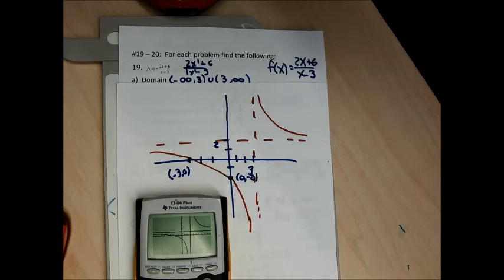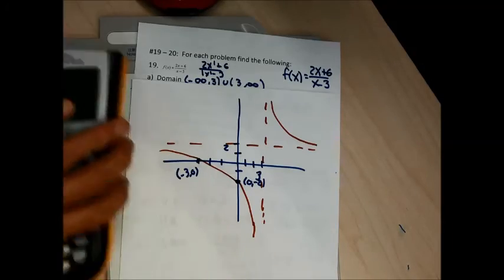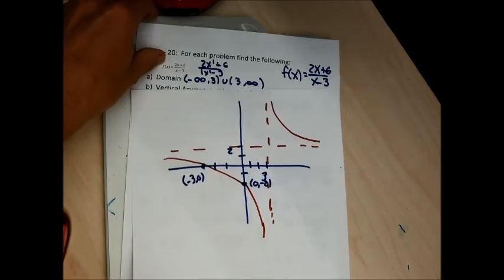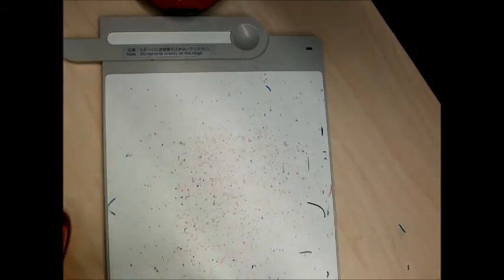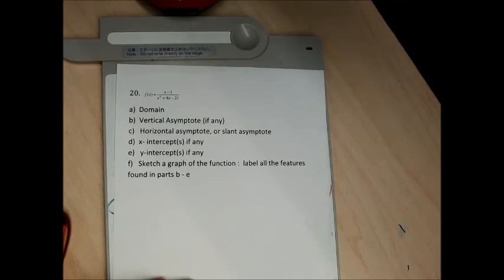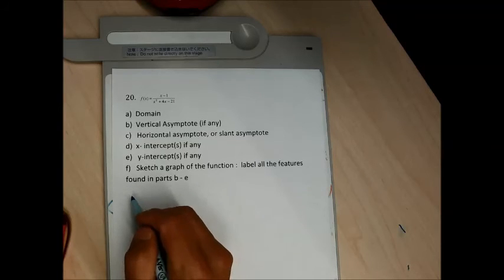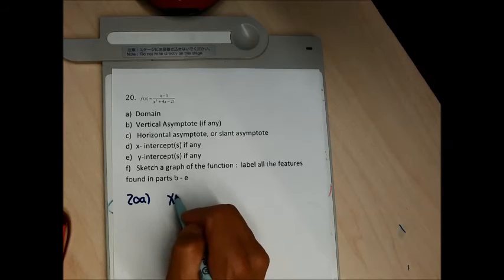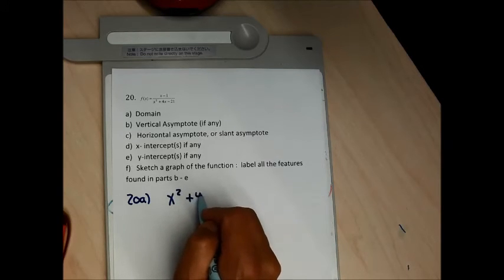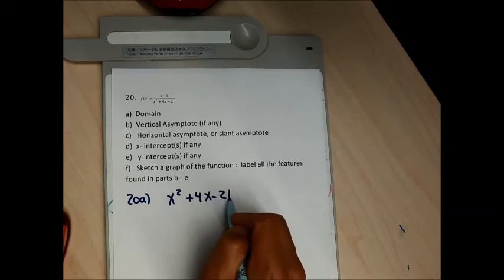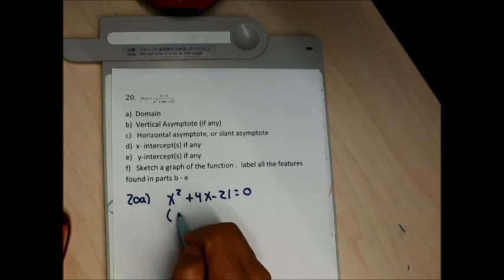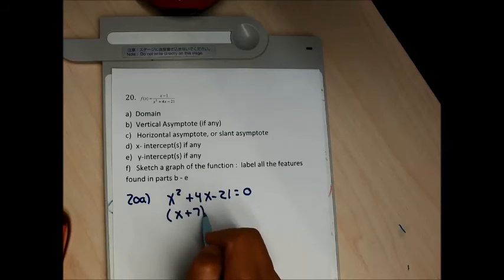In question 20, it looks like I have to do negative 15 to 15 for my window. I have an answer here, but I didn't take the time to make my graph easy for you to follow. Sorry about that. So for problem 20, the first thing I'm going to do is find the domain. To find the domain of a fraction, we're going to ignore the numerator and set the denominator equal to 0. The denominator is x squared plus 4x minus 21. I'm going to set it equal to 0, and I'm going to solve by factoring.